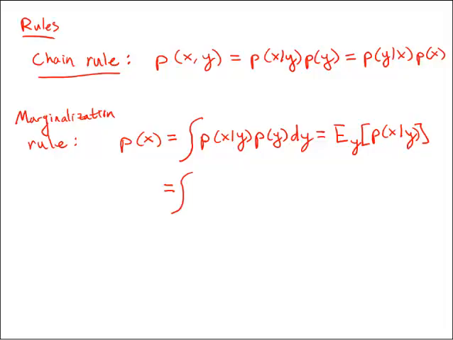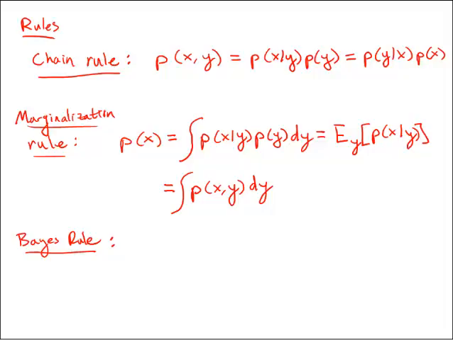Lastly, by using our chain rule, this is equal to the integral of p of x and y dy. And you can find the marginal distribution of p of y in the same way. So that is the marginalization rule. Last, but certainly not least, we have Bayes' rule. And this pops right out of the chain rule.